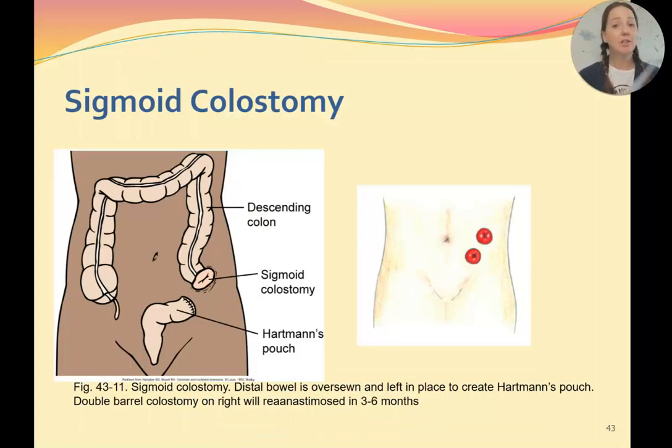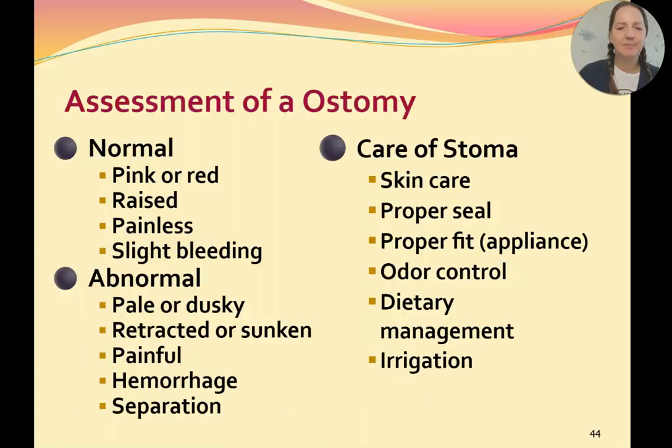And then the sigmoid colostomy, they might actually just go in and sever it and then take that pouch and bring it out through the skin so that they can poop out of that. And that's called a Hartmann's pouch. They'll still have some poop or some mucus come out of their bottom, but it starts to dry up eventually.